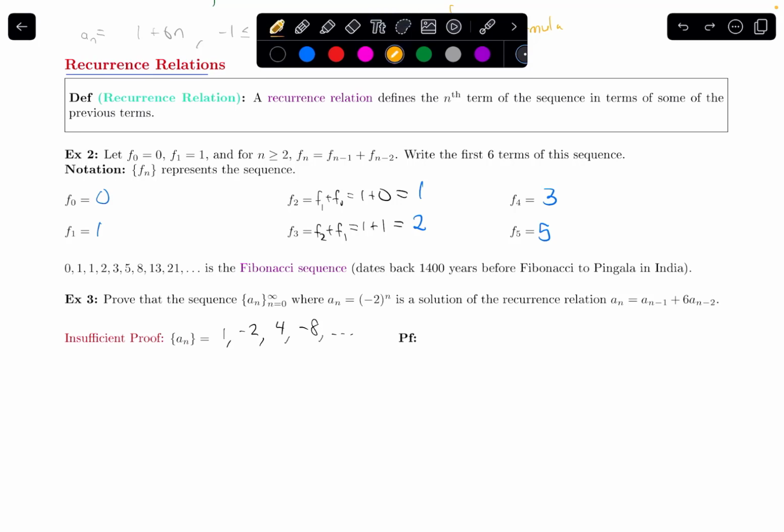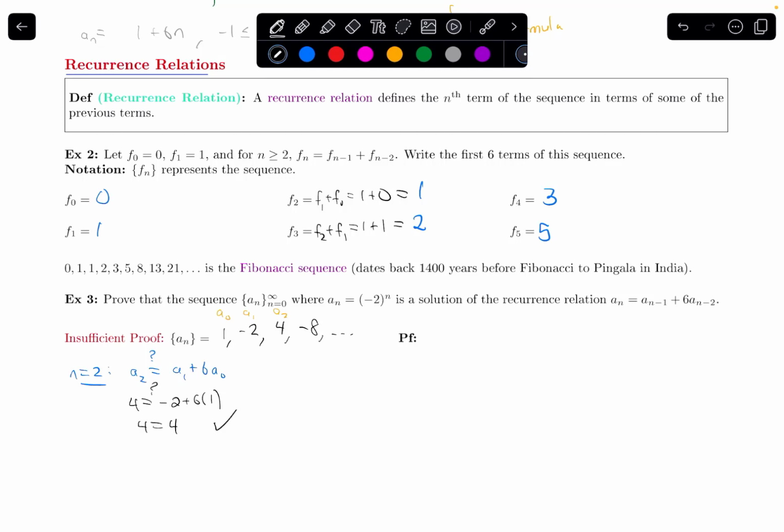The problem says the sequence starts when n equals 0, which means this first term is a0, then it's a1, then it's a2. So a2 is 4, and then a3 is -8, and so on. Let's test this recurrence out for a couple of values of n. For example, if I plug n equals 2 into that, I'll get a2 equals question mark a1 plus 6a0. So I want to know if this is true. If I plug in my values, I get 4 equals -2 plus 6 times 1, question mark. But the right-hand side just equals 4. So I get 4 equals 4.